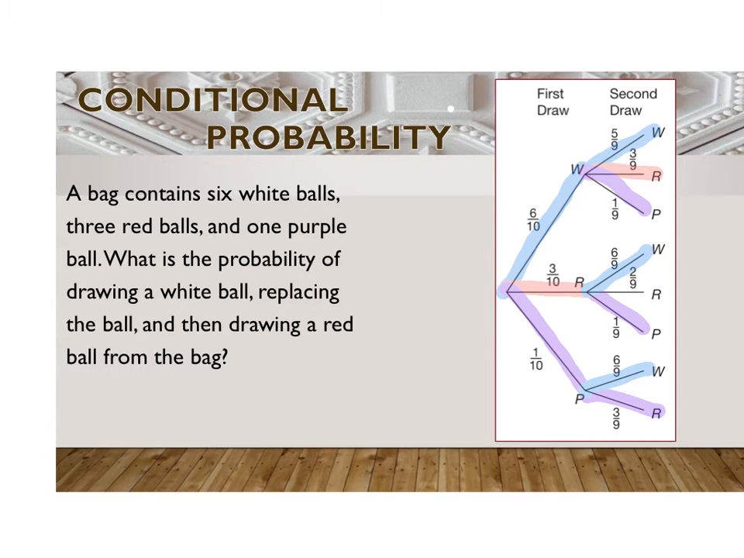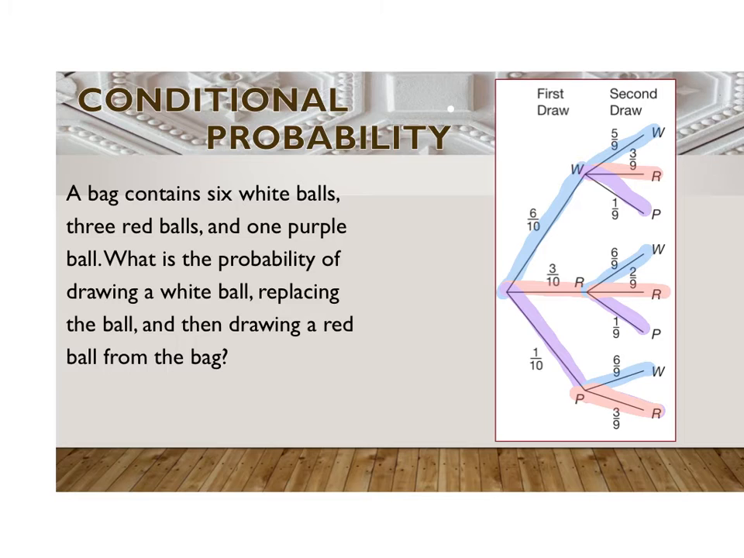Notice, this purple is not right. I only have 1 purple. I can't draw a purple and then a purple. It doesn't work. There's only 1 purple in there. So that's why this bottom one, after I draw purple, only has 2 possible branches, not 3.